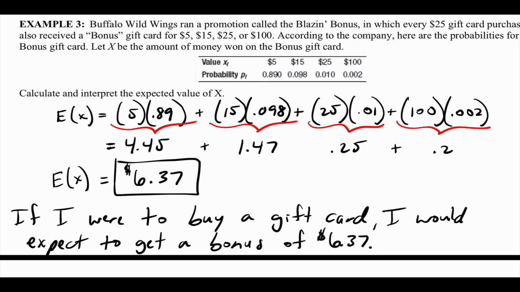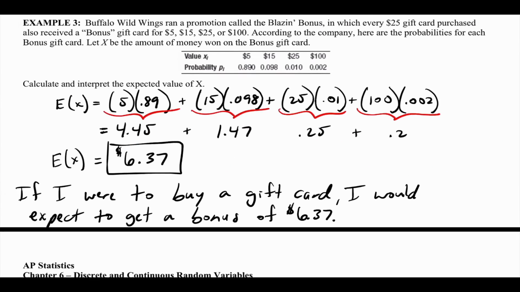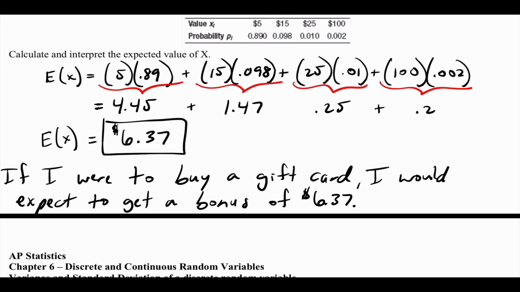That makes sense to everyone. I don't care who you are. That makes sense. Does the number make sense though? In other words, is it possible for me to go into Buffalo Wild Wings and get a bonus of $6.37? No, right? Bonuses are only $5, $15, $25, $100. But it's still the average. So I would expect to get something close to $5.